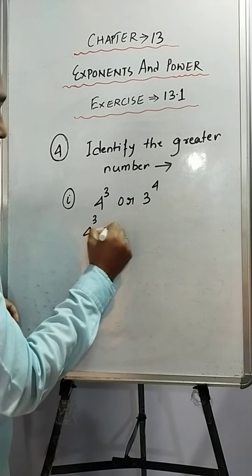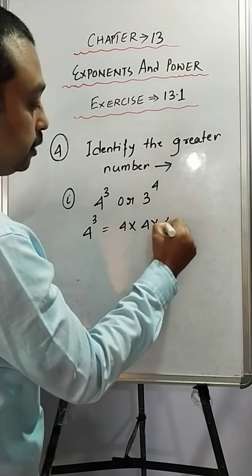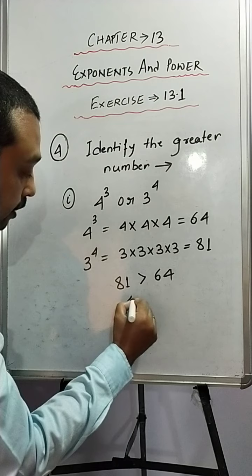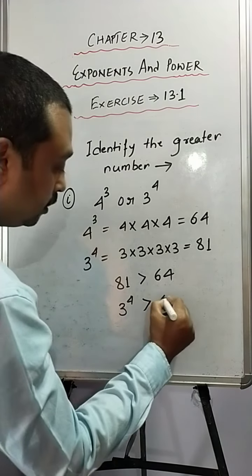So 4 to the power 3 is what? 4 into 4 into 4. If you multiply these three numbers, you will get 64. What about 3 to the power 4? 3 into 3 into 3 into 3. So what is the answer? 3 3s are 9, 3 3s are 9, 9 9s are 81. So which number is greater? You will write 81 is greater than 64. Now 81 we are getting from the 3 to the power form, isn't it? So we'll write 3 to the power 4 is greater than 4 to the power 3.